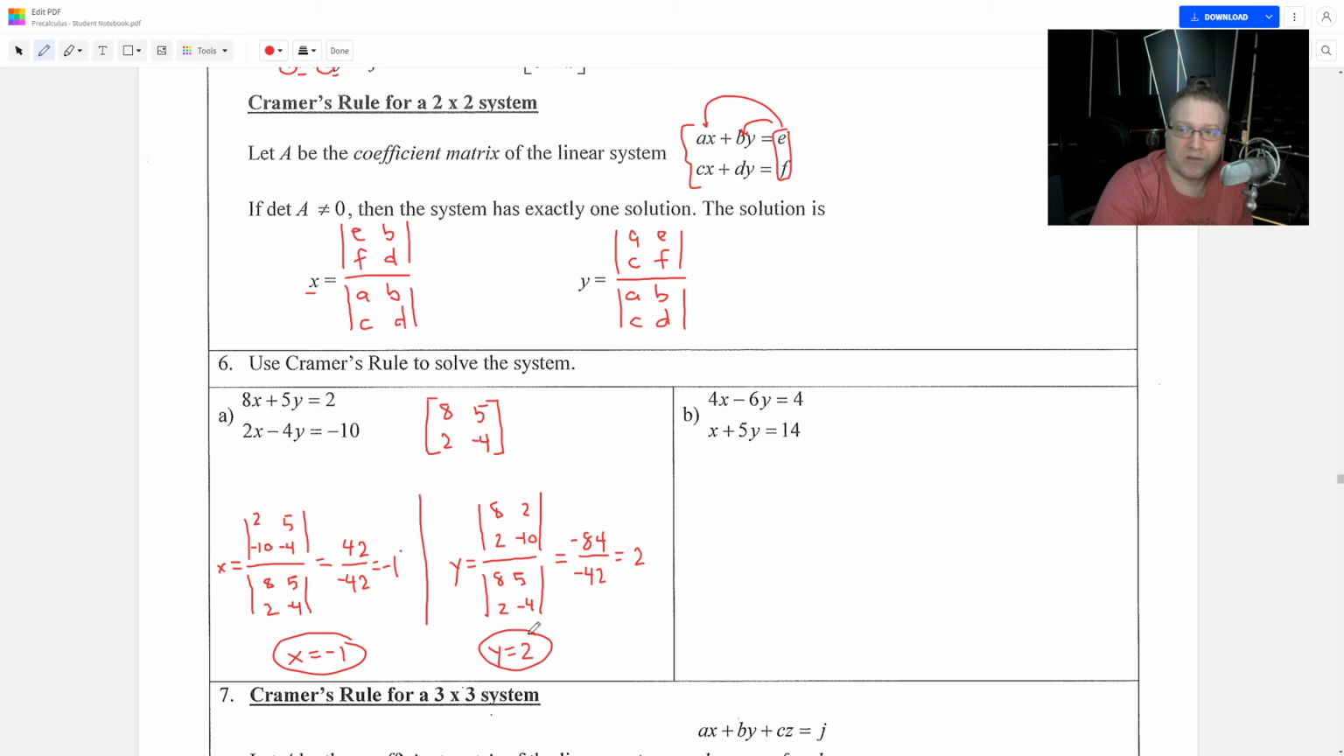And we're done. So we have now solved x and y. X is negative 1, y is 2. Problem is over. All right, let's do the same thing over here for this other example.